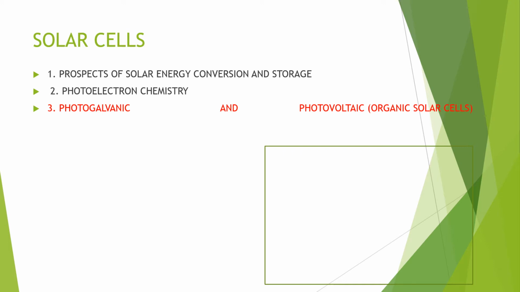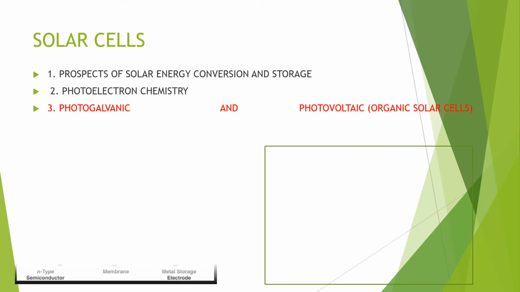hydrogen and oxygen at the respective electrodes. At titanium oxide the oxidation occurs where oxygen is generated, while at the platinum electrode hydrogen is generated, which can be used in fuel cells. We have already seen that, which is about the galvanic cells.